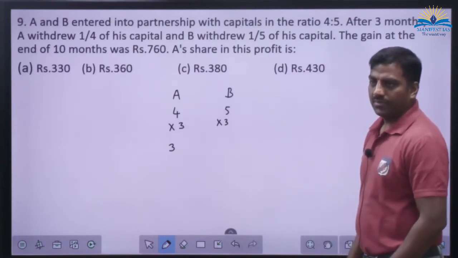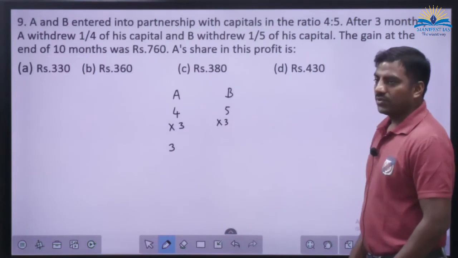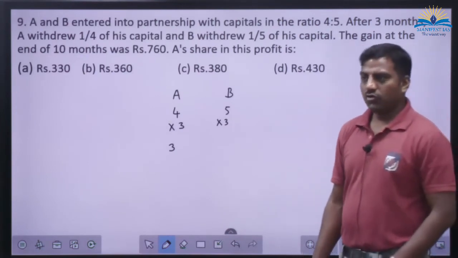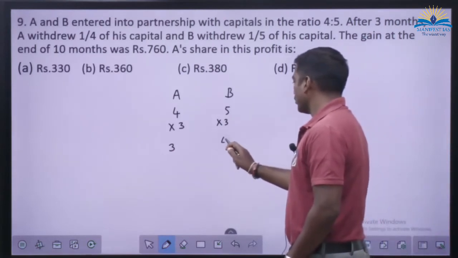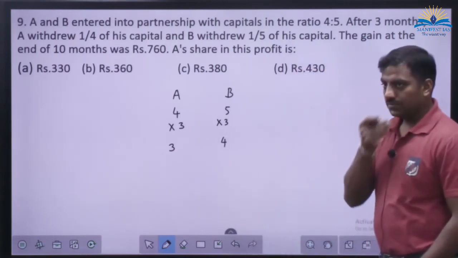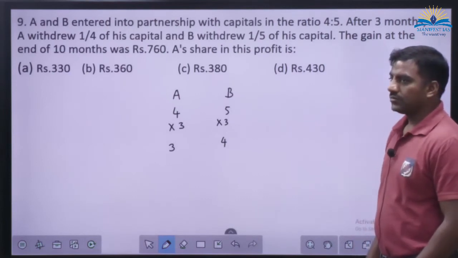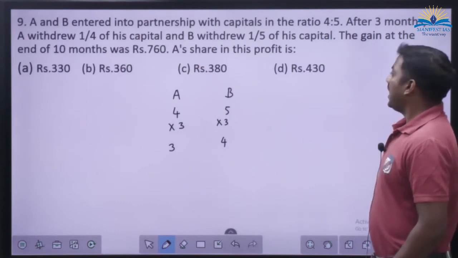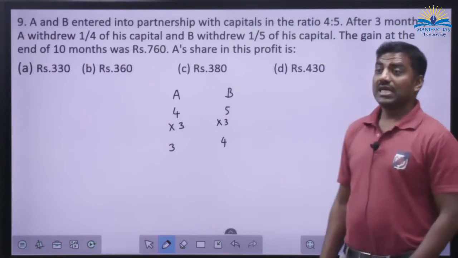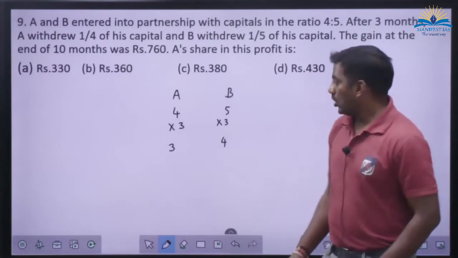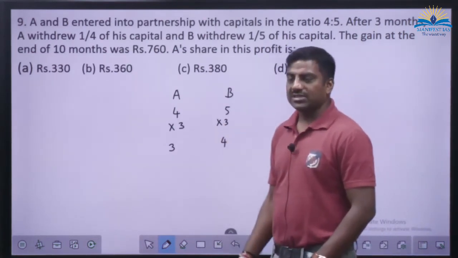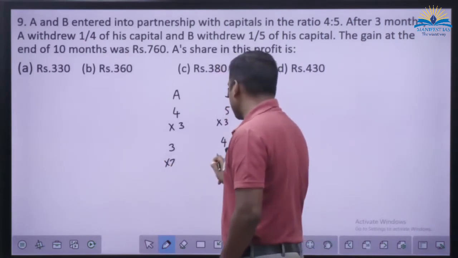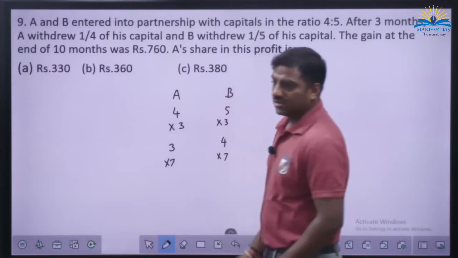But he is withdrawing 1/5. So out of 5 rupees, he withdraws 1/5, how much will be remaining? 4 rupees. Then the gain at the end of 10 months. Here they are calculating for 10 months. Already we have calculated for 3 months. How many months are remaining now? So this 3 rupees is for 7 months and this 4 rupees is for 7 months.